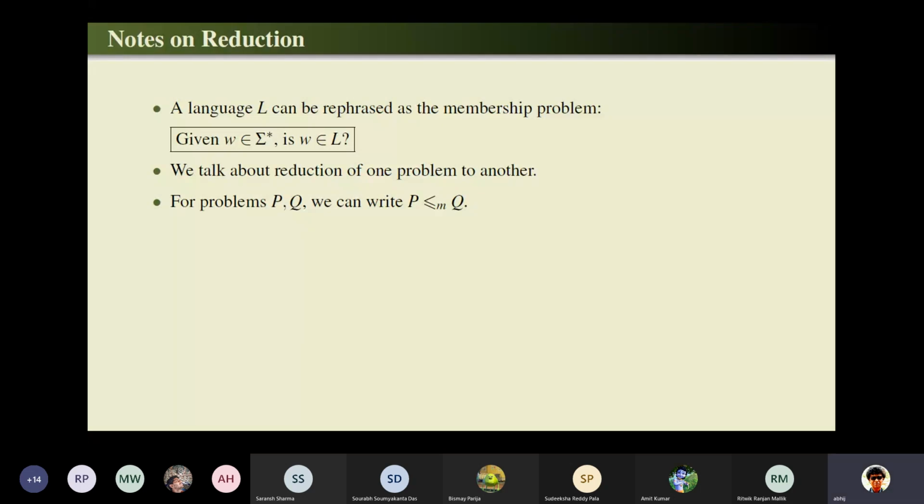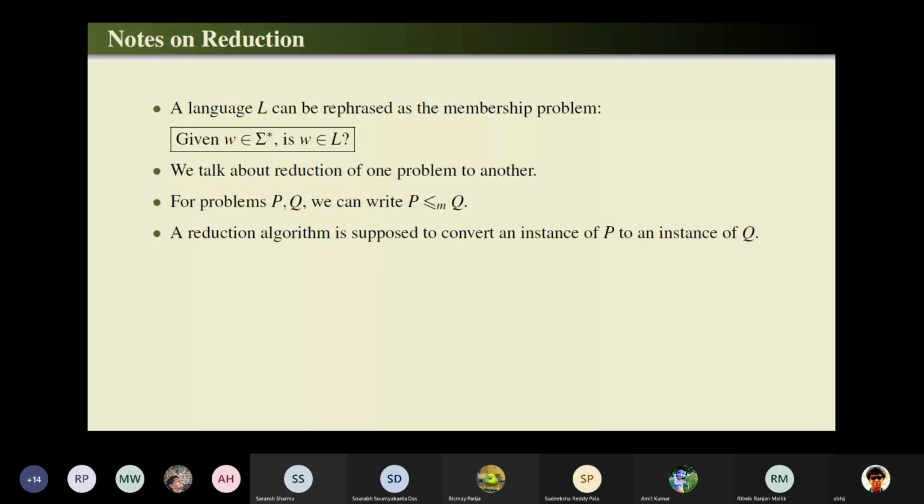And if there are problems P and Q, we can write this way. Okay. So a reduction algorithm is supposed to convert an instance of P to an instance of Q. And also, with respect to membership, if that problem is solvable for some input, the converted instance will also solve Q. The problem, target problem, and converse.